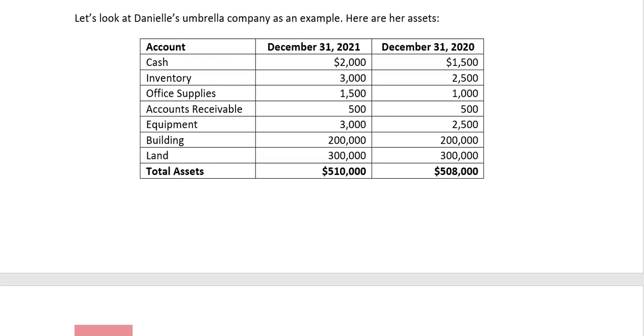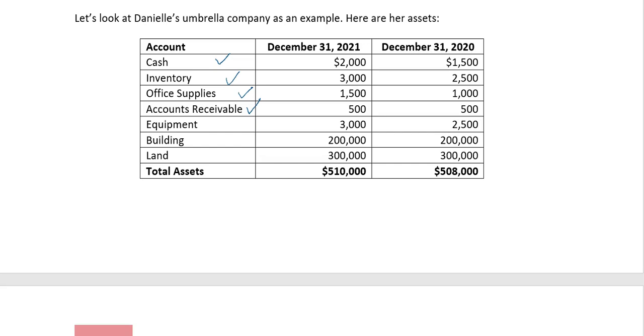Let's start by identifying all of our current assets. So cash will be a current asset. I'm going to put a check mark there. Inventory, again, something we expect to move within the next 12 months. Office supplies, we expect to use those in the relatively near future. And accounts receivable, we expect to collect those in the next, hopefully, 3 months or less.